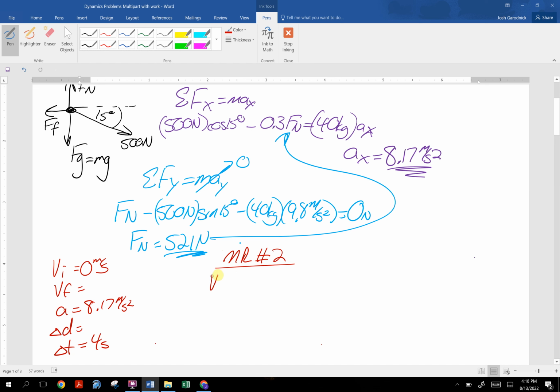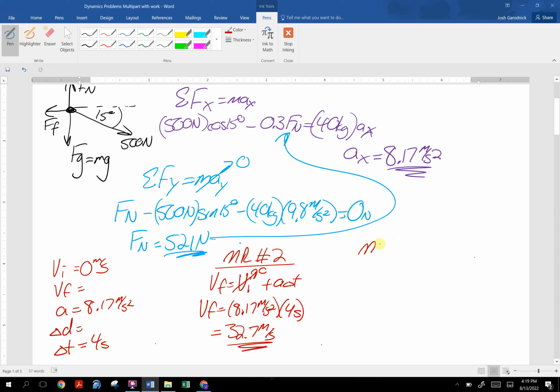So I'm going to use math step number 2. That's final velocity equals initial velocity, which happens to be 0, plus acceleration times time. And I get that the final velocity is the acceleration times time. And the final velocity is, I wrote it down, I swear, is 32.7 meters per second. I'm wondering how many of you find these videos annoying.